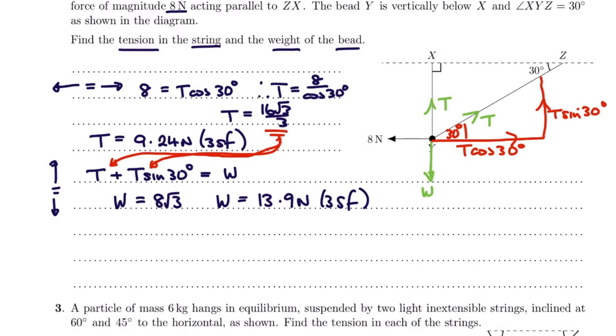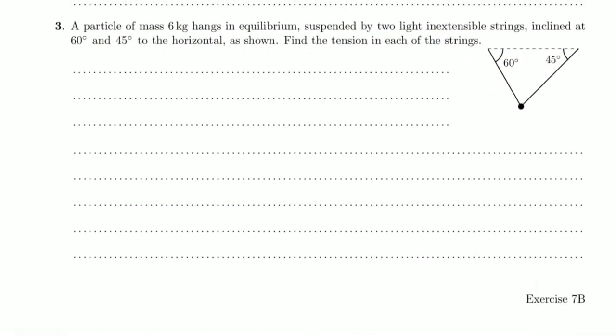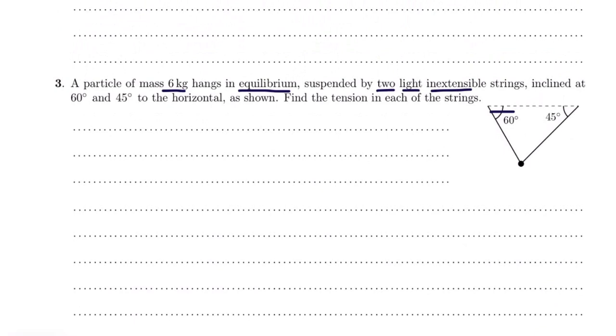Okay, so that's the situation we've got where we have a single string that's threaded through the bead. This question, okay, and again, I'm going to put some forces on. It said a particle of mass 6 kilograms hangs in equilibrium, suspended by 2 light inextensible strings inclined at 60 degrees and 45 degrees, as shown in the diagram. We want to find the tension in each string. That's what we're trying to do.